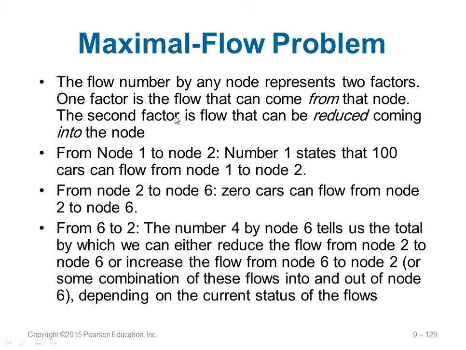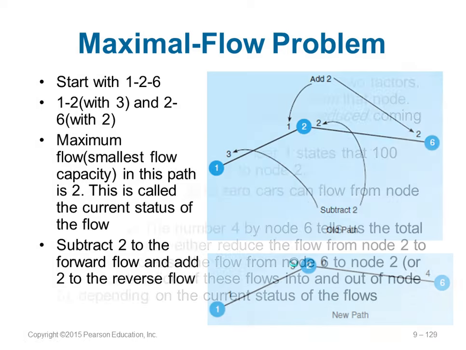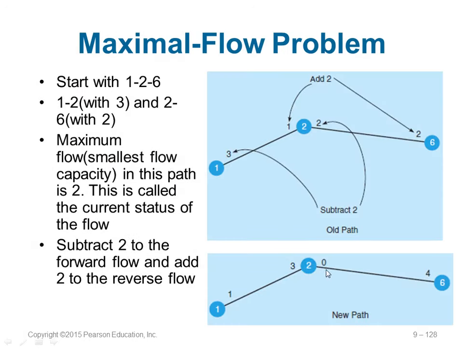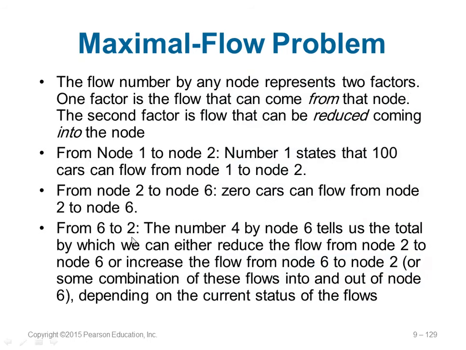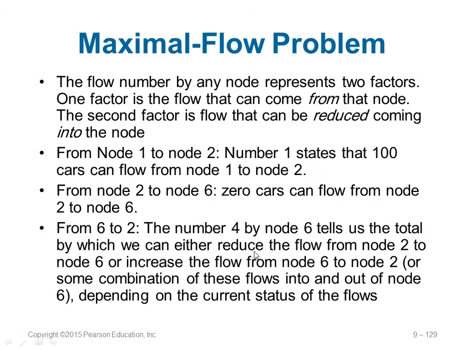That's the meaning here. So I will repeat: node 1 and 2, number 1 here states there can be 100 cars in this direction, flow from 1 to 2. And for 2 to 6, it is 0, so you can have 0 cars going from 2 to 6; nothing can go. From 6 to 2, there is a number 4 by node 6. That tells us the total by which we can reduce either the flow from 2 to 6 or increase the flow from 6 to 2. It can be both. Either you can do it from this direction or this direction. So we can reduce the flow from 2 to 6 or increase from 6 to 2.